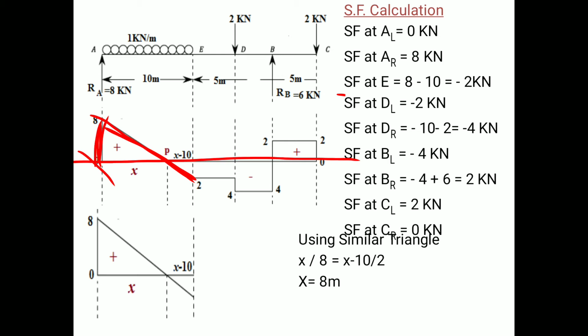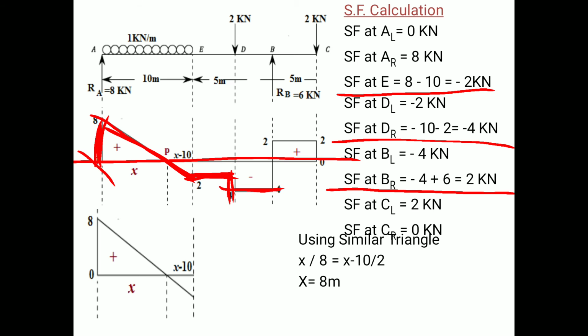And at E we have 2 kilonewton, so this is the value of 2 kilonewton. Again from E to D we have no load, therefore it will remain as it is, minus 2 kilonewton. On right of D we have minus 4 kilonewton, so it will go down, minus 4 kilonewton. Again from D to B no load is acting over there, therefore minus 4 kilonewton. On the same point of B we have 2 kilonewton which is positive, so it will go up, which is above the 0 line.